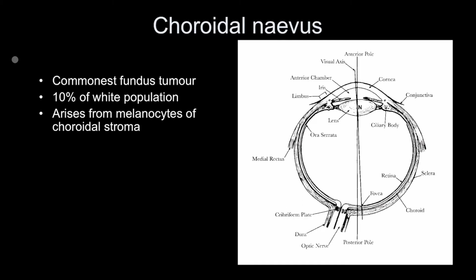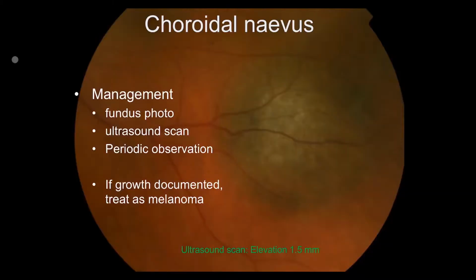Very commonly found is a mole in the eye, or a choroidal nevus. It is occurring in about 10% of the Caucasian population, and it arises from the melanocytes of the choroidal stroma. So here is such an example. You can see a pigmented, slightly elevated lump. On ultrasound, it's only 1.5 millimeters. So we take a photograph of the eye for the records, we do an ultrasound scan as a baseline, and then we observe these. And if growth is documented, then we would treat the lesion as a melanoma.